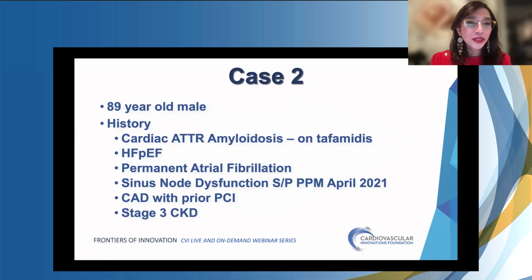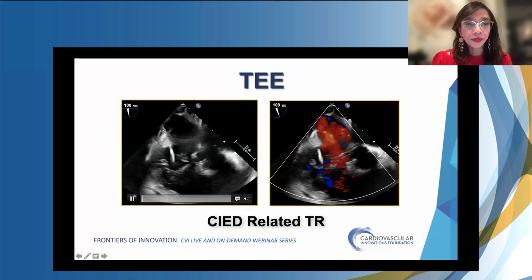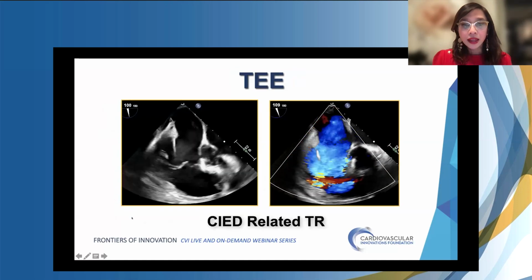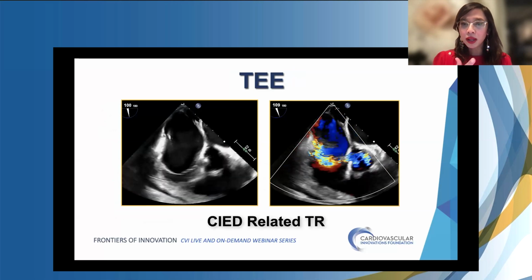So this is an 89-year-old gentleman with cardiac ATTR amyloidosis on tafamidis, HFpEF, permanent AFib, has had a pacemaker since April 2021, CAD with prior PCI and stage 3 CKD, and has symptomatic TR, presents to our clinic. And you see this is on our screen, TEE, and you can see the lead, similar to the previous case, a little mobile as well.